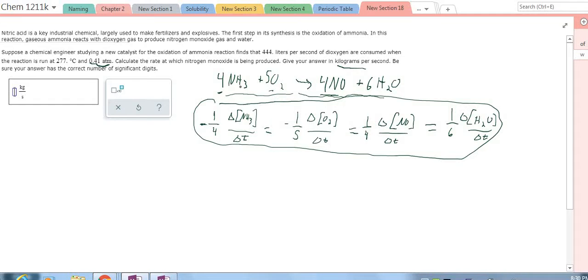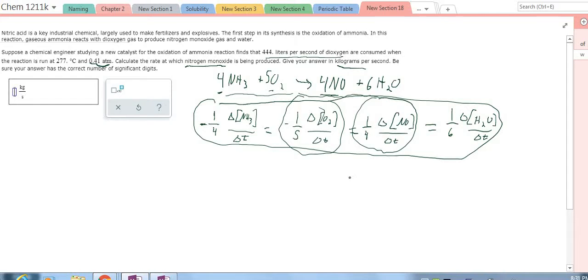Now it's telling me, let's read this again. Okay, they find that 444 liters per second of the oxygen, the dioxygen, is consumed. So it's given us some quantitative values right here when the reaction is run at these temperature and pressure. And it's asking us to calculate nitrogen monoxide. So it's giving us the oxygen and it wants us to deal with the nitrogen monoxide.